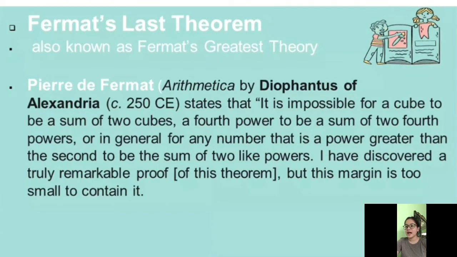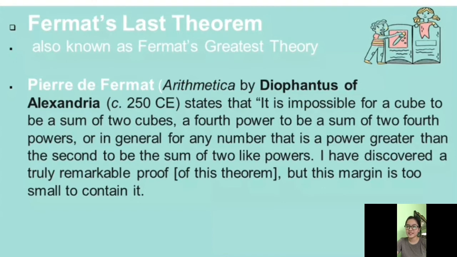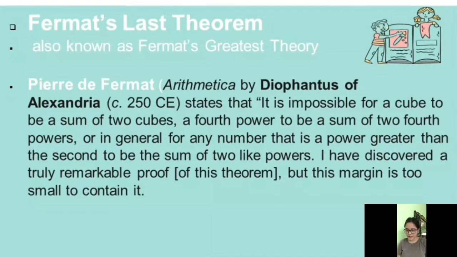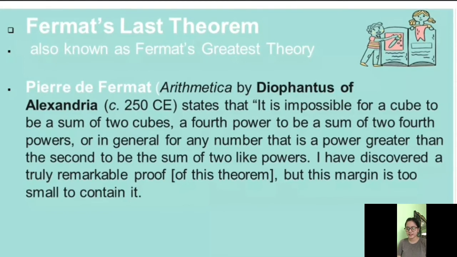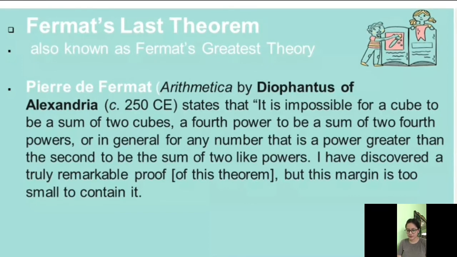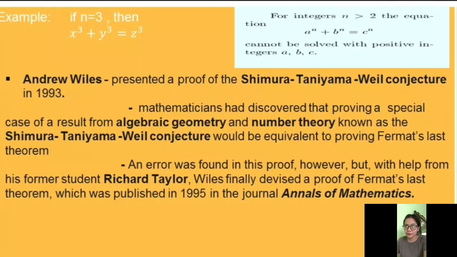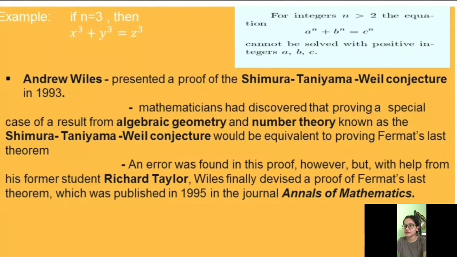He says that I have discovered a truly remarkable proof, which is the Fermat's last theorem, but this margin is too small to contain it. So, this statement says that there are no natural numbers x, y, z in which n is a natural number greater than 2. For example, if n is equal to 3, then x cubed plus y cubed is equal to z cubed. And for 4 centuries mathematicians were baffled by this statement, for no one could prove or disprove Fermat's last theorem.